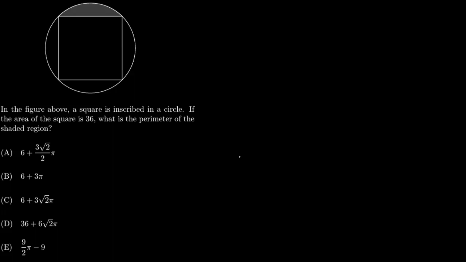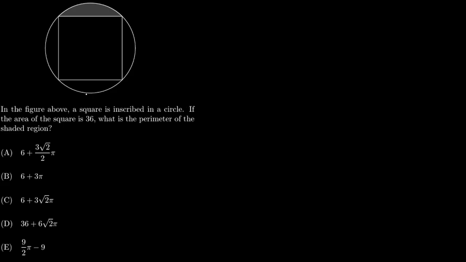Let's have a look at this SAT question. In the figure above, a square is inscribed in a circle. If the area of the square is 36, what is the perimeter of the shaded region? If you want to read this problem, pause the video, and let's see how we can solve it.